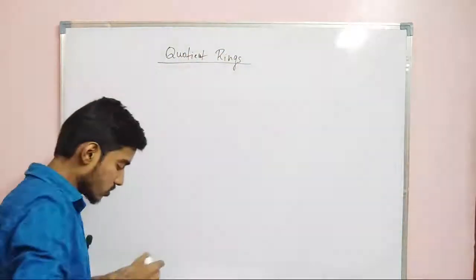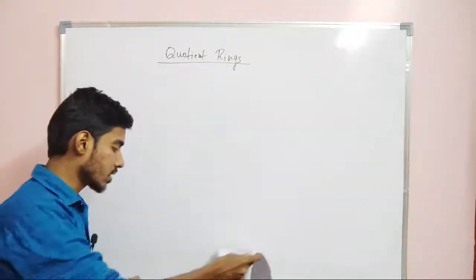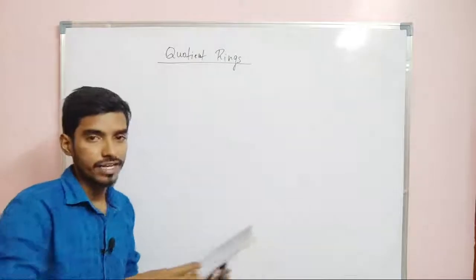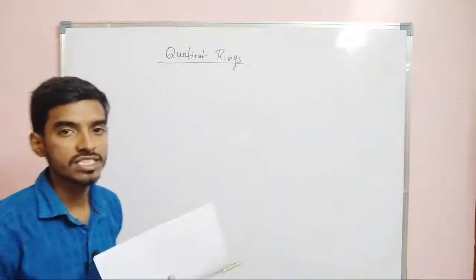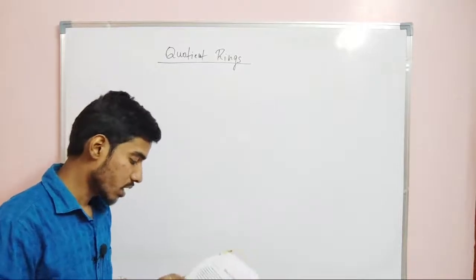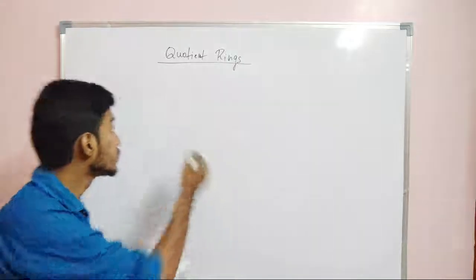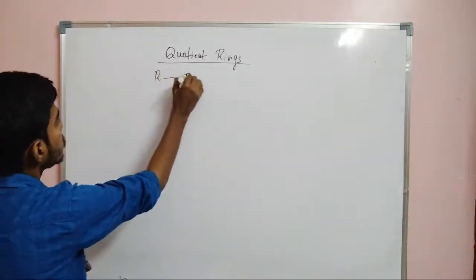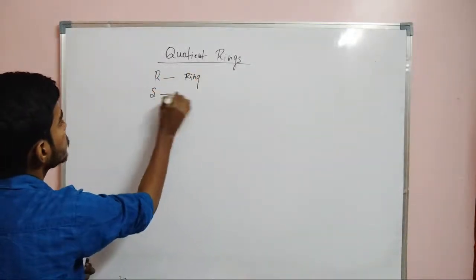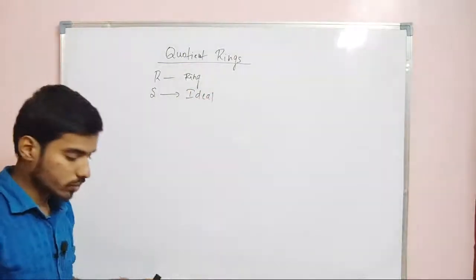Right, quotient ring. This is similar to a quotient group, right? In a quotient group, if G is a group and N is a normal subgroup, then we form G by N, that is, the set of all cosets. Similarly, we have R to be a ring and S to be an ideal.